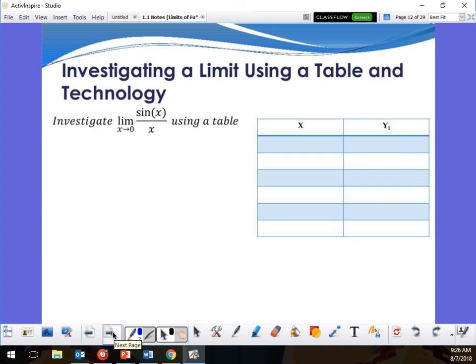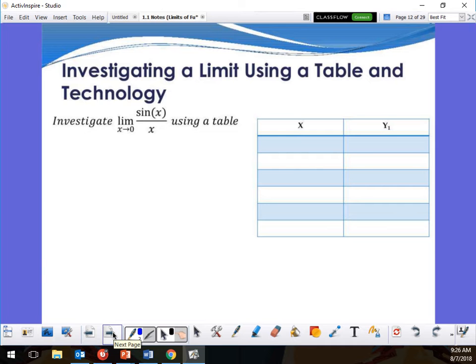Okay, investigating a limit using a table and technology. So this one right here, again, it's the exact same thing. So what has to happen to do this problem right here? It's really important. It's one of the things that would have screwed up your entire AP exam. Got to be in radians. So take a look at your calculator, please. Make sure it is in radians. I had to change some people this morning. Okay? So this one's going to be for you.